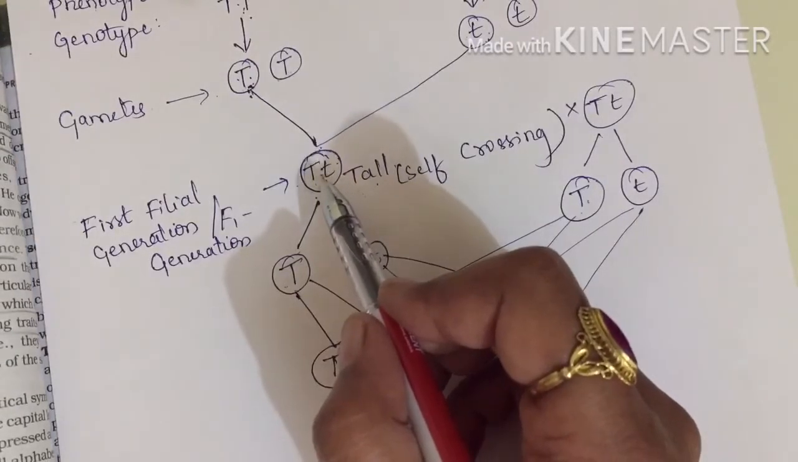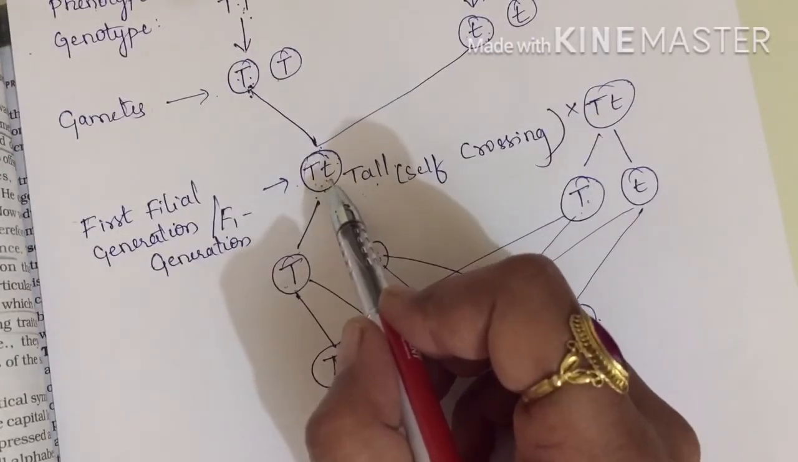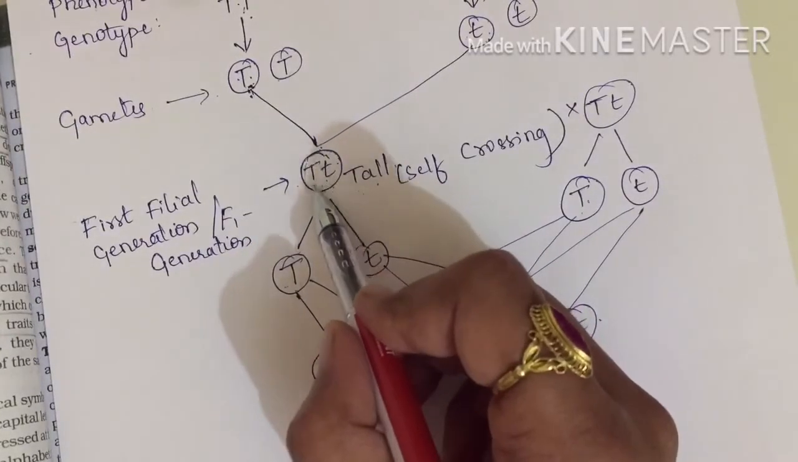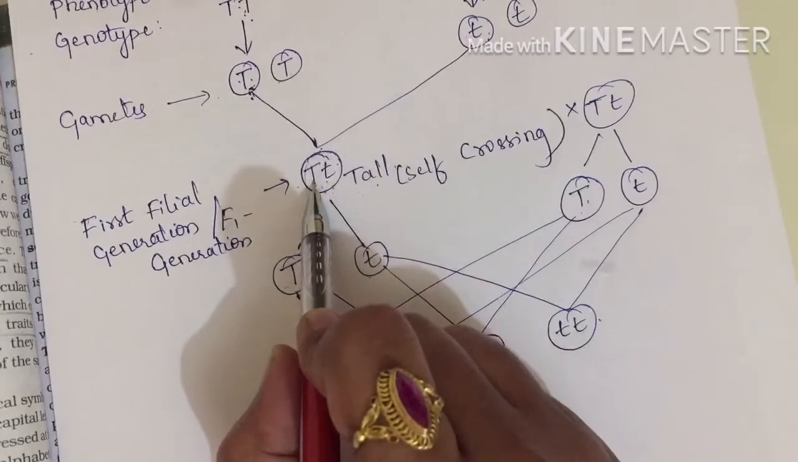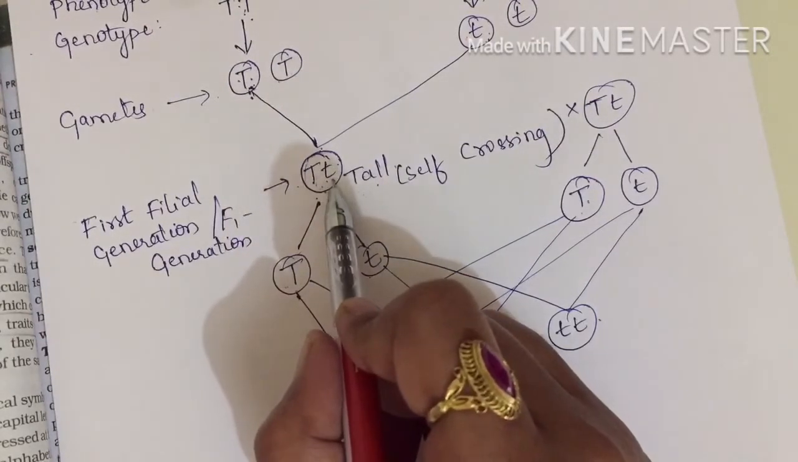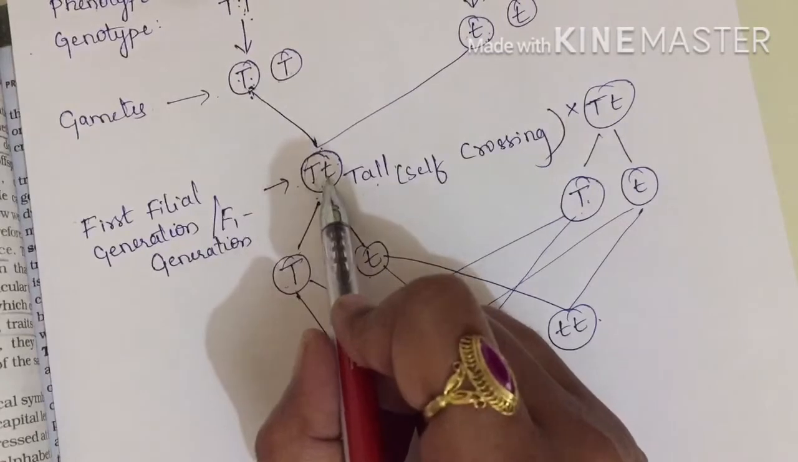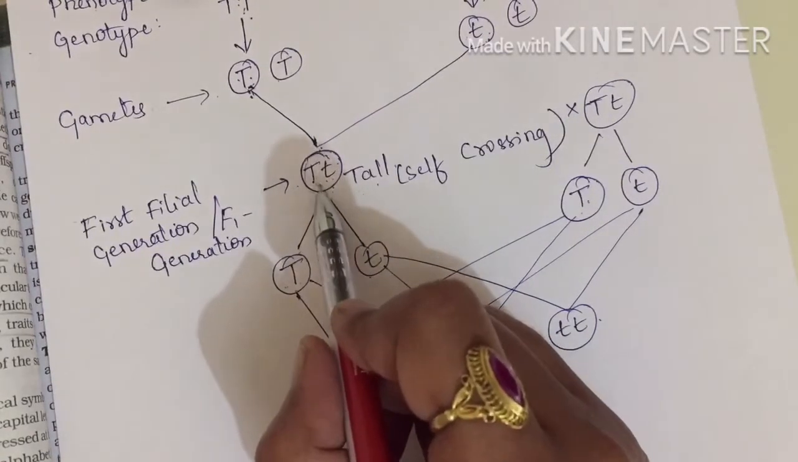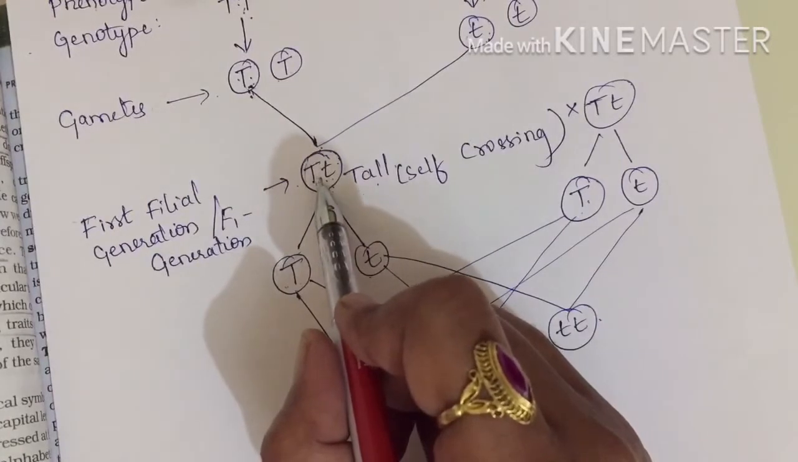A gene or a character expressed in a homozygous condition of an organism. Now which character is expressing, which gene is expressing? Capital T is expressing. What is it expressing? It is expressing tall. This small t is not expressing. Both capital T and small t are there, but small t is not expressing, only capital T is expressing. That's why the plant has been produced as tall.